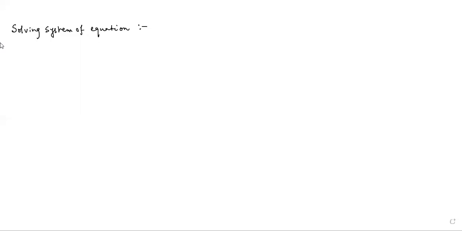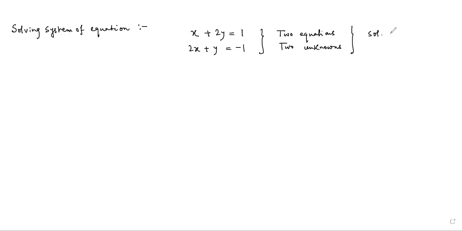So let's discuss solving a system of equations, for which I'm taking a very simple system, which is as follows: x plus 2y is equal to 1, and 2x plus y is equal to -1. A very simple system with 2 equations and 2 unknowns. And we know that in this particular type of system, the solution is always unique.